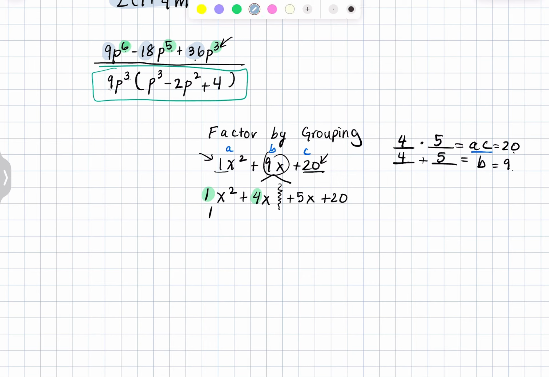And next we're going to look at our variables. So this and this. We're going to look at our smallest value. So our smallest value here is 1. So x raised to the power of 1.